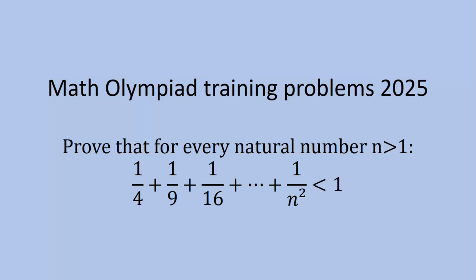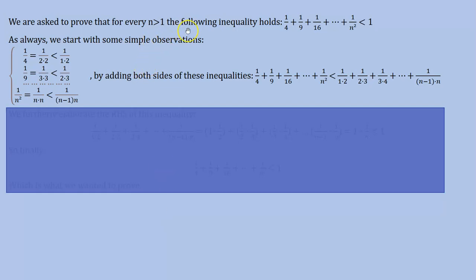If not, let's take a look at one form of solution together, because there are many solutions you can write down for this problem. So, as we said, we are asked to prove that for every natural number n greater than 1, the following inequality holds. So, the sum of inverse of perfect squares is smaller than 1.